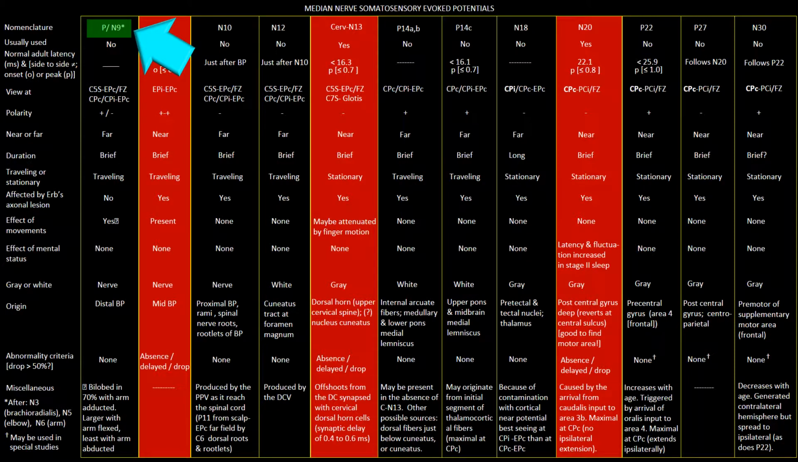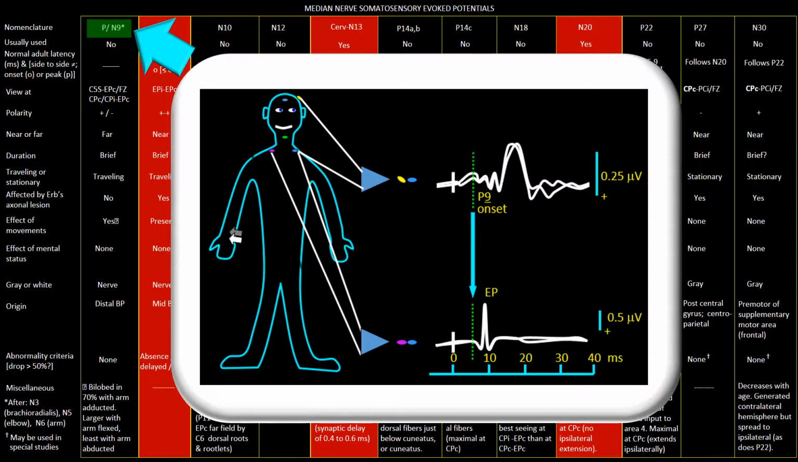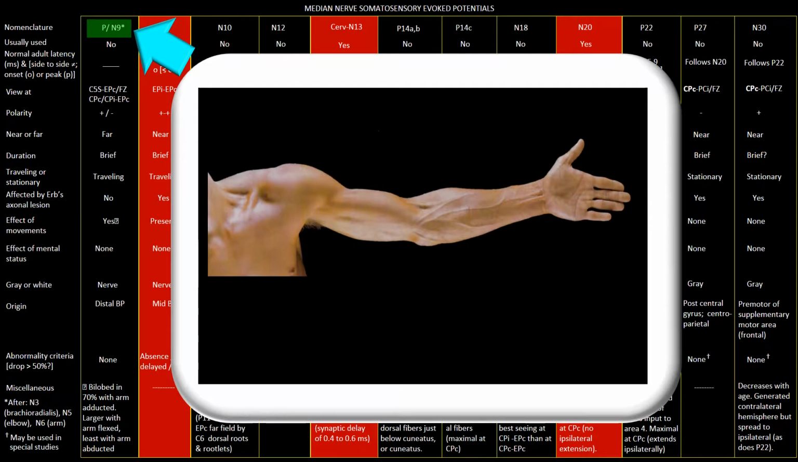Going back to P-N9, we can say that this potential is a brief far field positive potential captured using scalp electrodes, and that it is generated, as we previously mentioned, by the traveling volley in the median nerve as it enters the axilla. In this frame, I have introduced a photograph of a left arm to illustrate the origin of this potential, which I have done by placing the starburst at the level of the axilla. P-9 is likely to be produced by the distortion of the quadrupole as it moves from the restricted confine of the arm to the trunk.